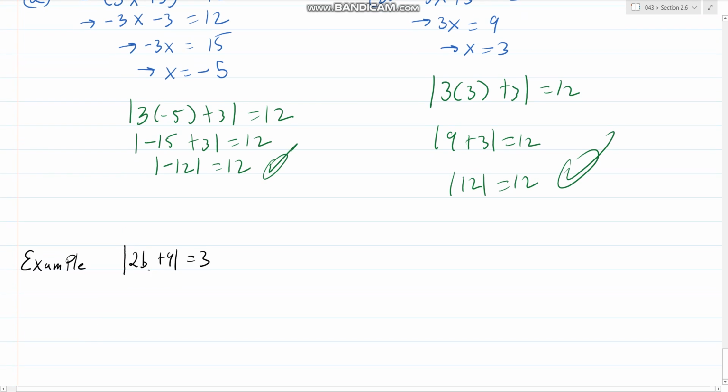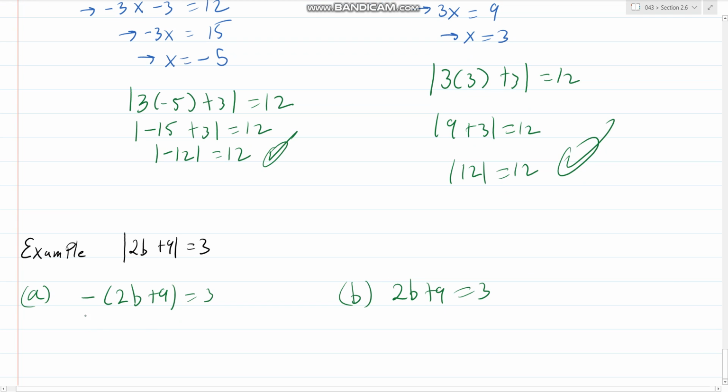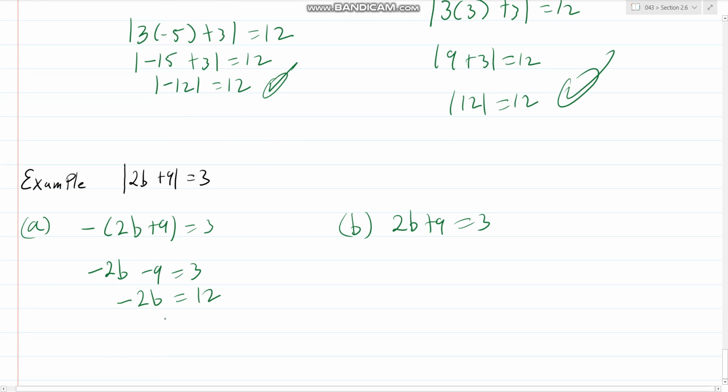Let's take both cases. Case A, what if it was negative inside the absolute value of 2b plus 9? Case B, what if it was positive, 2b plus 9 equals 3? Okay. Now, to do that, you have negative 2b minus 9 equals 3. I can add 9 to both sides. 2b equals 12. I can divide both sides by negative 2. I get b equals negative 6.